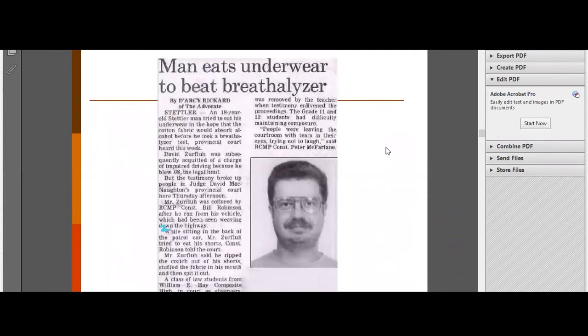Does it work? Do you think it works? No, it does not work. This man still goes to jail.